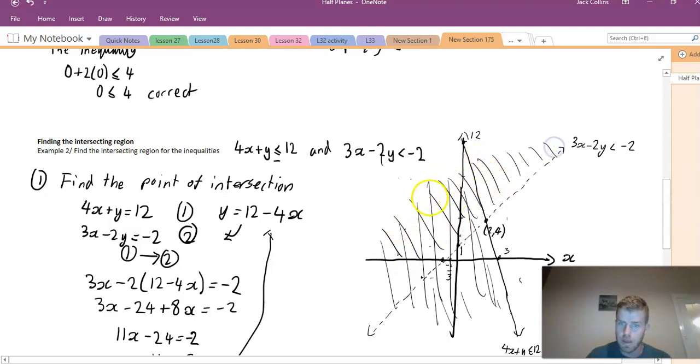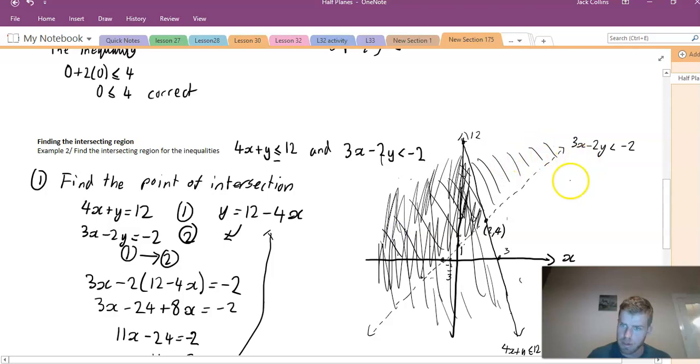So you can see the only section that meets both the first equation and the second equation is this section in here. So it's to the left of 3x minus 2y is less than negative 2, and it's above 4x plus y is less than 12. So when you're colouring in the regions, if you colour it in twice, that means it satisfies both equations.